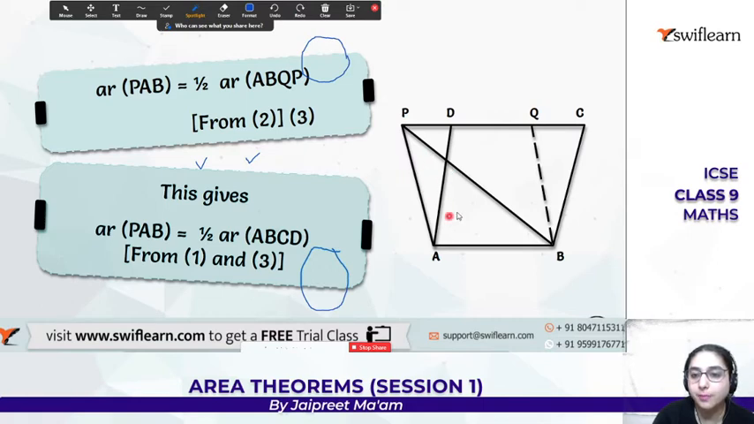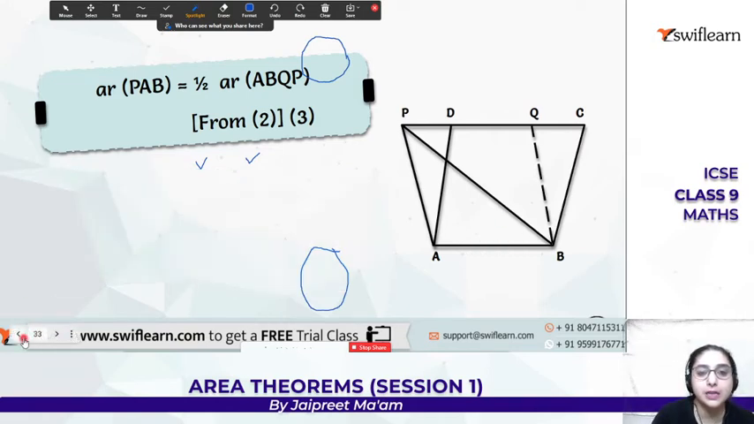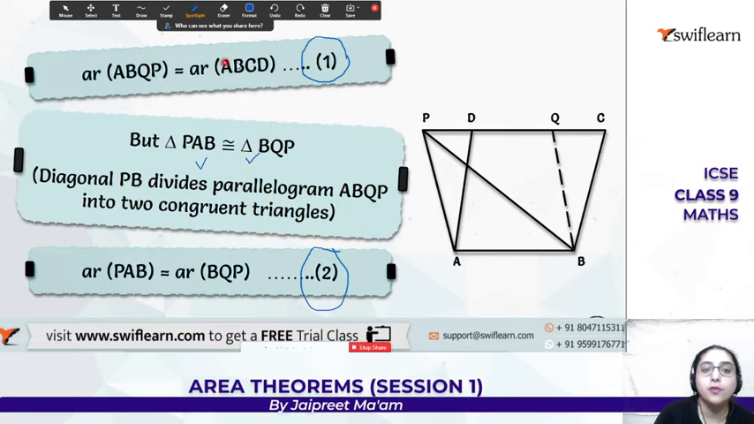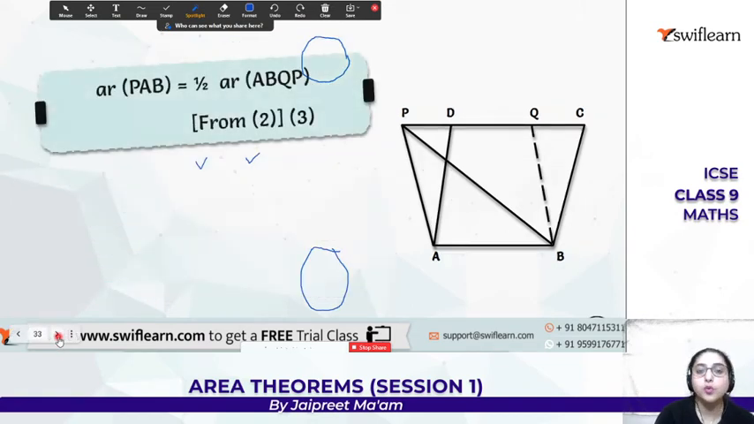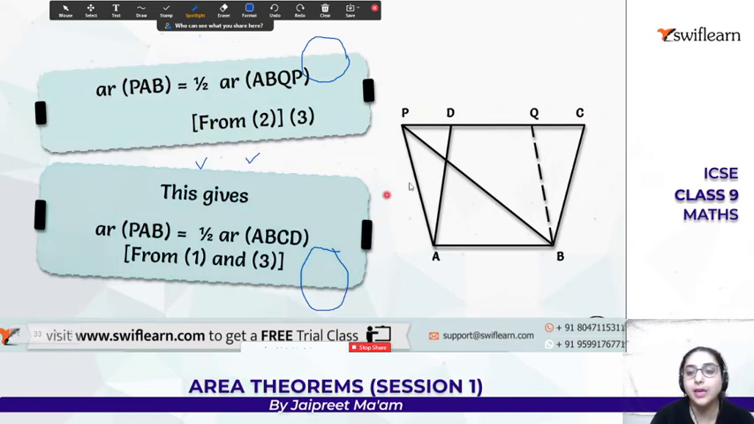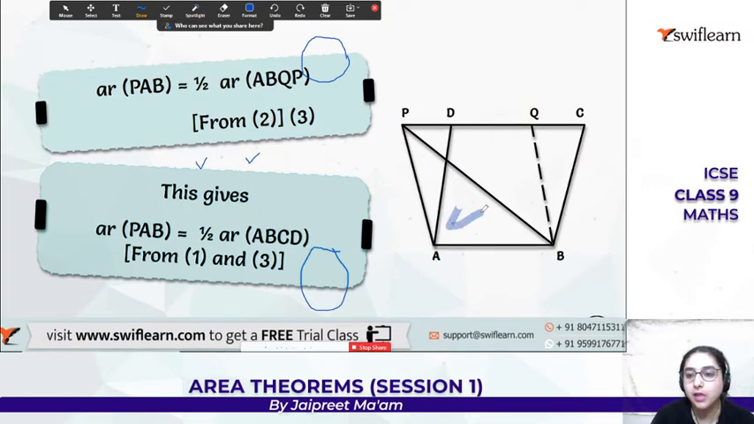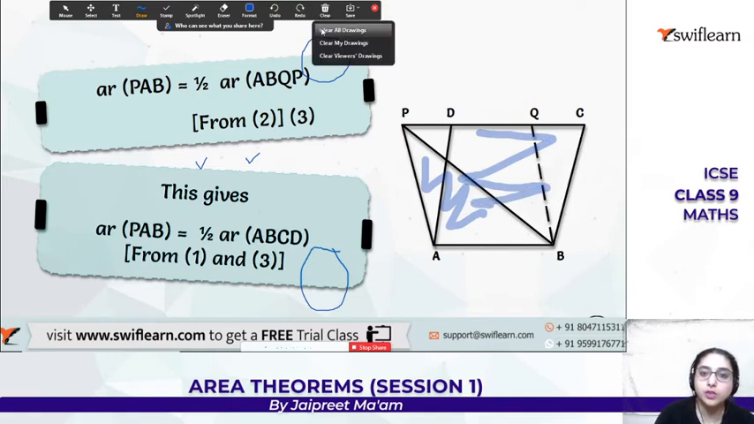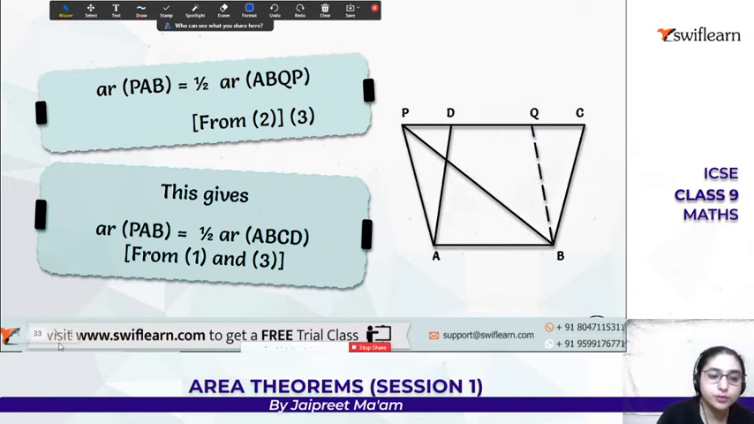This area PAB is half the area of parallelogram ABCD, from equations 1 and 2, because in the first equation we had both the parallelograms' areas equal. Now we have proved that the area of PAB is half the area of this parallelogram. This was our theorem. So we have proved the theorem.